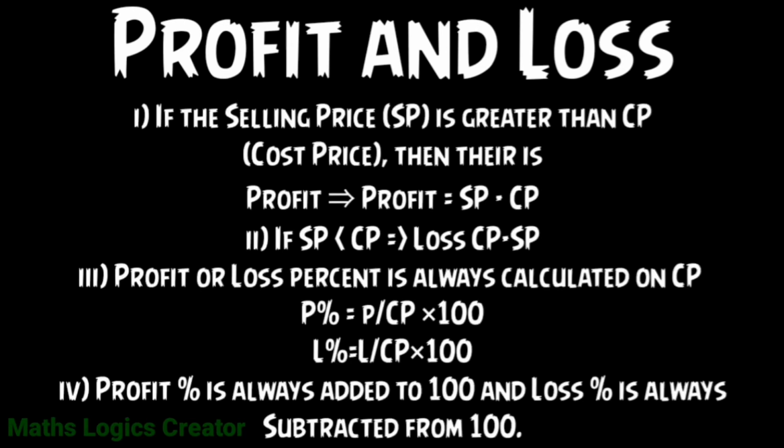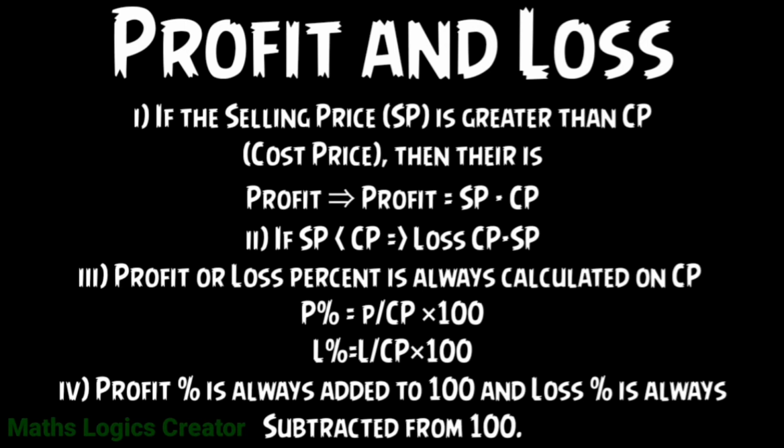We all know that selling price is denoted with SP and cost price is denoted with CP. There is a profit and there is a loss, so we have some basic formulas. Before attempting profit and loss problems, everyone should remember these basic points. Remember this, then the problems are going to be very easy.